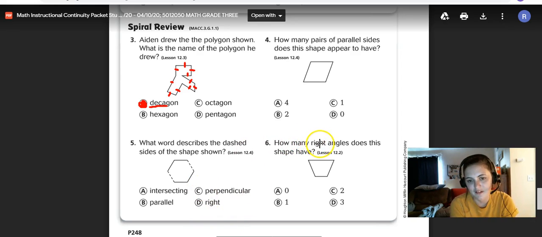And this says how many right angles does the shape have? Just go through and see if you can make those perfect squares in there. Also, if you know what this shape is, go back and look and see, does that shape ever have any right angles? And figure that one out.